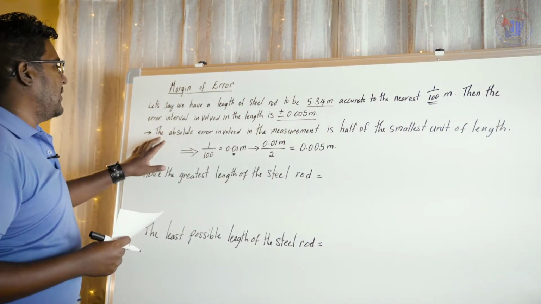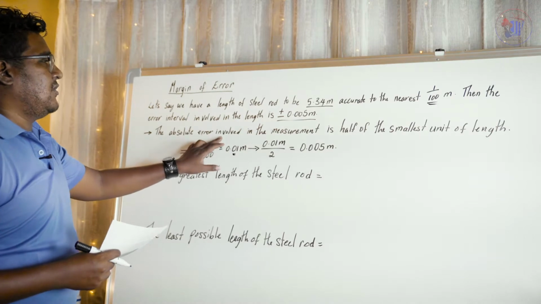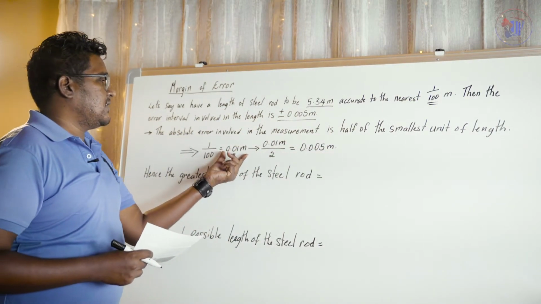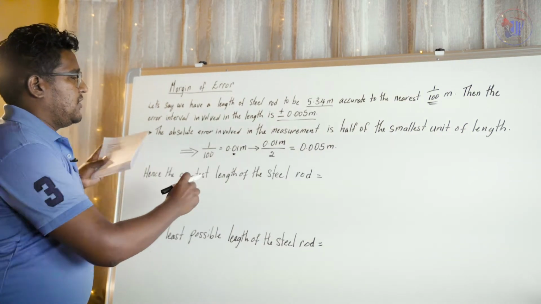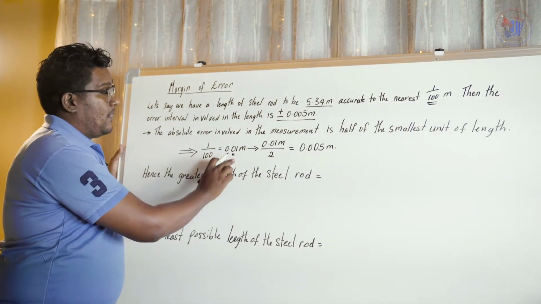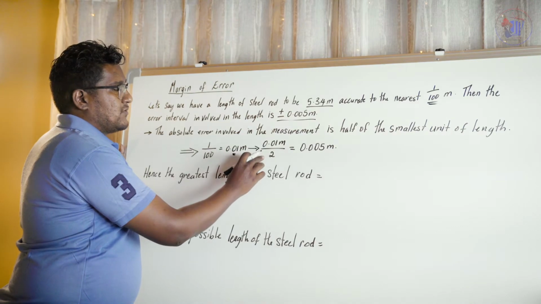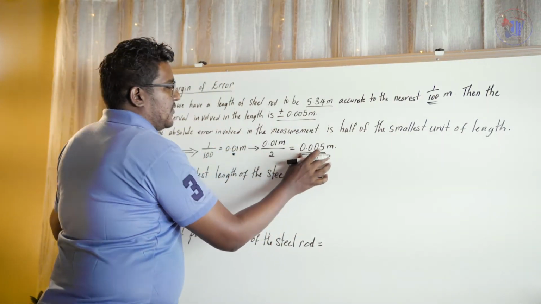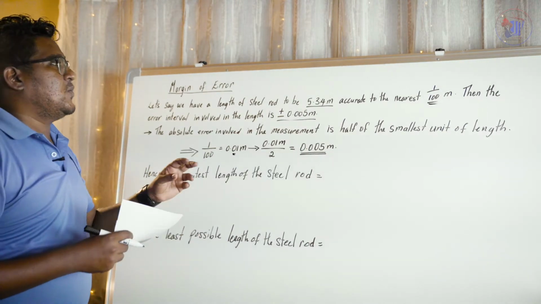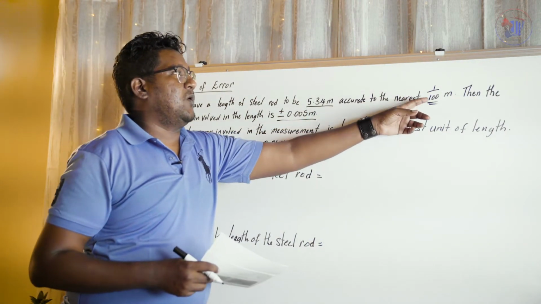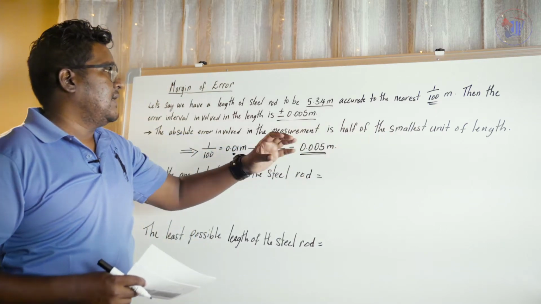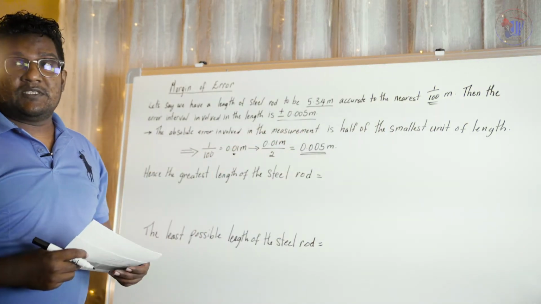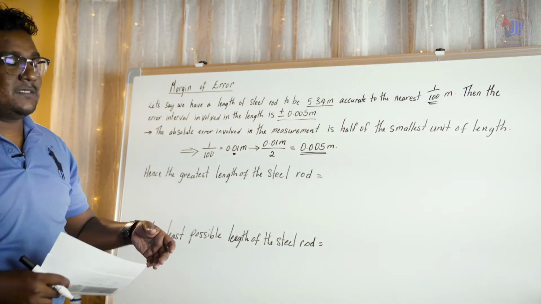So if we take 1/100, we're going to get 0.01 meters. And we're saying that the absolute error involved is half of the smallest unit. So 0.01 meters is the smallest unit we would have in the measurement. Therefore, half of 0.01 is going to give me 0.005. So when they say nearest to the 1/100 meter, the absolute error that we're going to work with is 0.005. Now, let's go back to the length of steel.